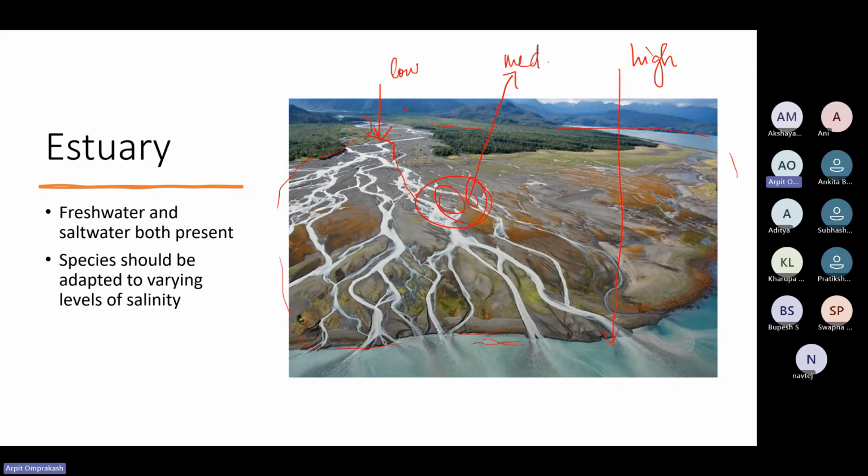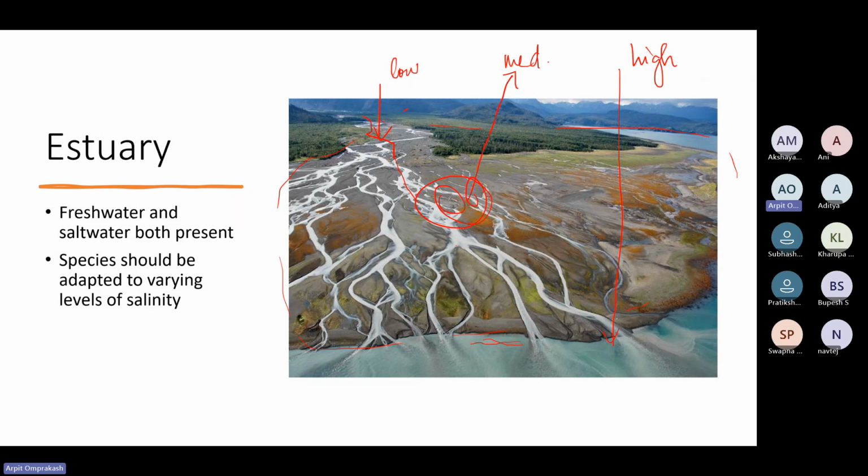So the animals and plants that might be living here should tolerate a broad range of salinity, because they might have to move from one place to the other, especially the animals. So these species should be adapted to living in these varying levels of salinity. And there might be a lot of sediment load, because a lot of what these rivers are carrying will be deposited here. That would lead to a lot of nutrients being present in this area.